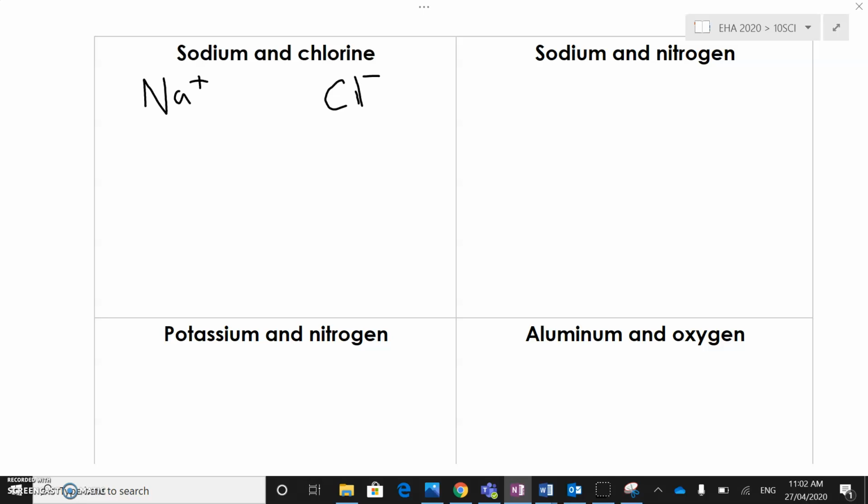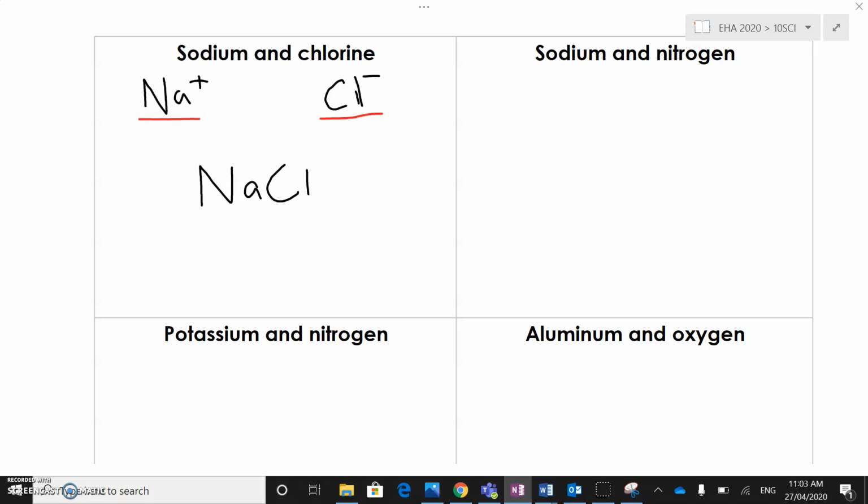Now, how many of each of these ions do we need in order to balance each other out? So here we've got a charge of just +1 and a charge of -1. I know that having one positive and one negative, you pair those together and they cancel each other out. So here in this example, we don't actually have to change the number of the ions that we have. We can just put those together, NaCl. So that's our formula for that ionic compound.